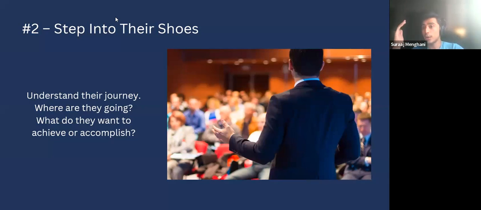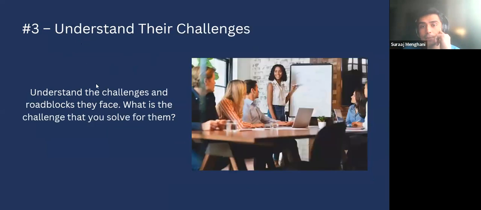Where are they going towards? None of them really have any ambition as such. Their main ambitions are the extracurricular activities that their parents are putting them in. And what do they want to achieve or accomplish? They want to accomplish higher grades. Some of them just want fun time, chill time, networking time. So you understand your audience, you step into their shoes, you understand their daily journey, their goals, and what they want to accomplish, long-term and short-term, to create a storytelling framework for them. Then understand their challenges.